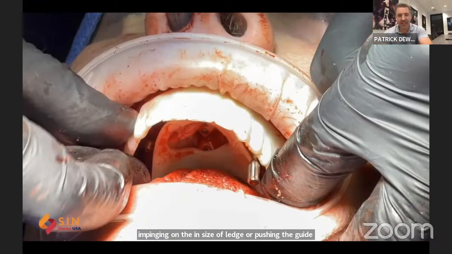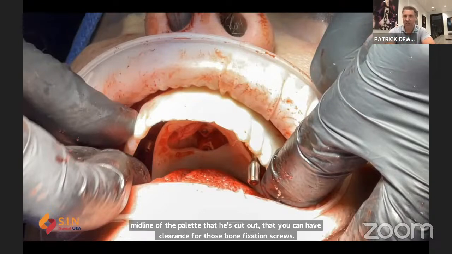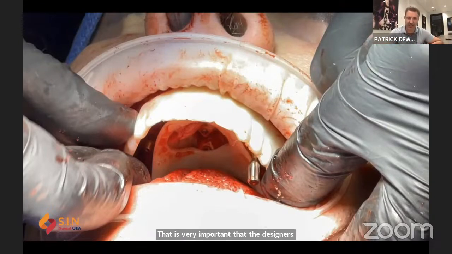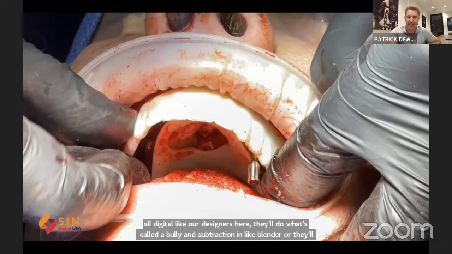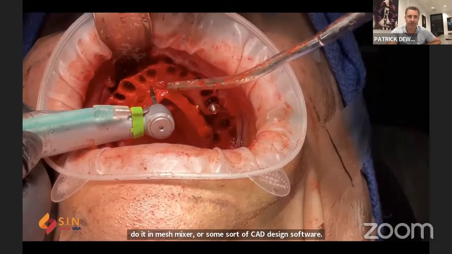Now, it is key that you'll see there's a hole in the midline of the palate that he's cut out so you can have clearance for those bone fixation screws. That is very important. If the designers are doing all digital, like our designers here, they'll do what's called a Boolean subtraction in Blender, or in Meshmixer or some sort of CAD design software. They can easily just subtract that out. And then you could just take that file, put it on your 3D printer, and print off one of these guides prior to your surgery.